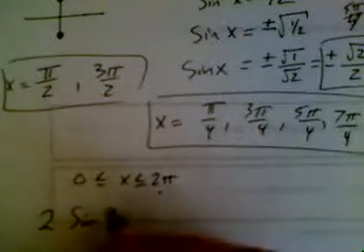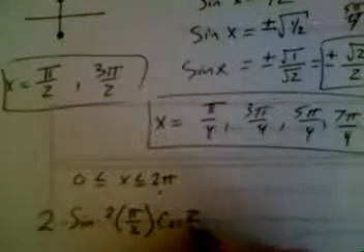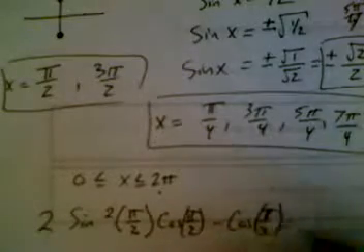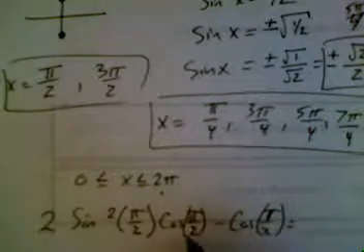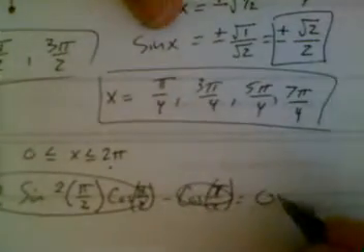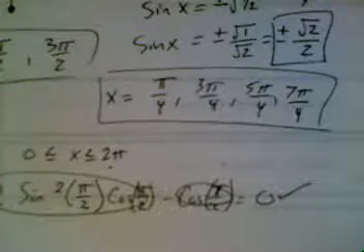2 sine squared of pi over 2, cosine of pi over 2 minus cosine of pi over 2 is equal to, well, cosine of pi over 2 is 0. This whole side is 0, minus this being 0, so I get 0. Check. Okay, again, you should technically go through and check them all.